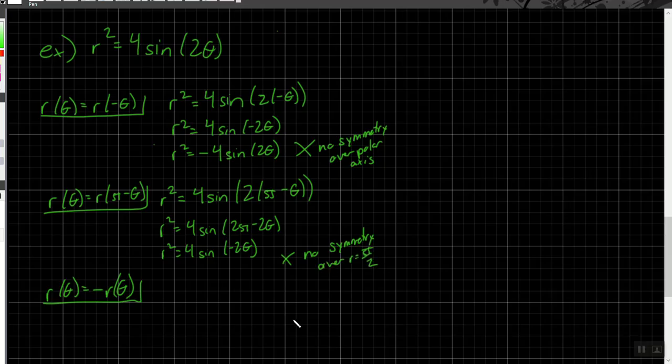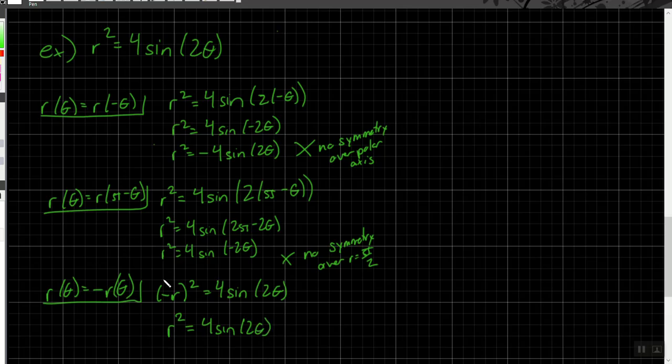Okay, should we check the last one together? Yeah, okay. r is becoming negative. So now we have negative r squared equals 4 sine of 2 theta. If I take two negative numbers and I square them, what happens every time? They just become positive. So this is still a positive r squared equals 4 sine of 2 theta.